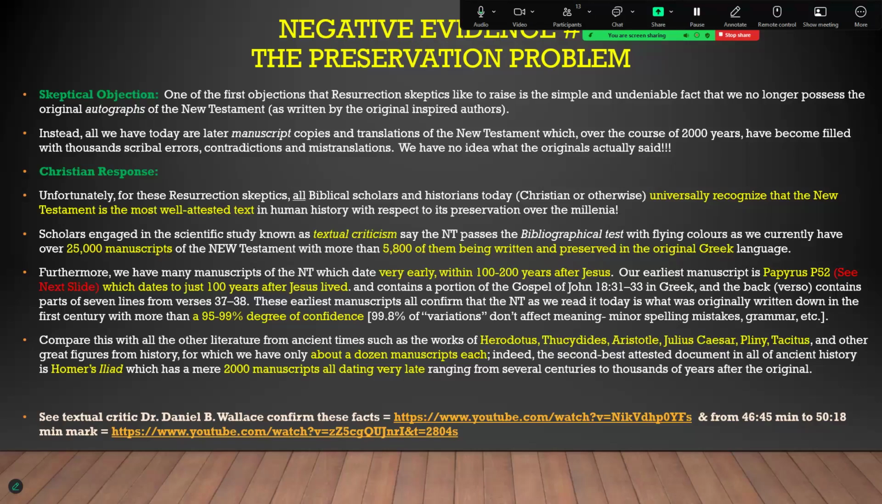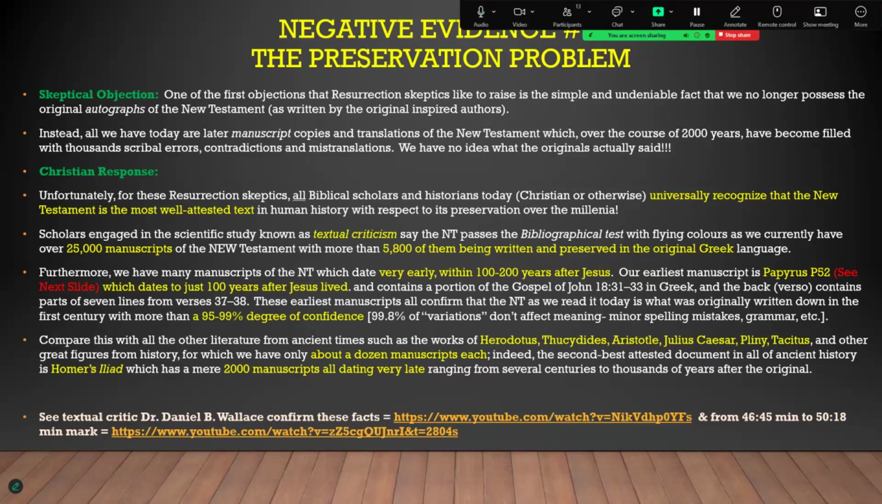On that first part, the New Testament has more manuscripts than any other text in human history. We have a total of 25,000 manuscripts of the New Testament, and over 5,800 of those are written in the original Greek language. So we don't have to worry about translation issues. We know what the original said because we have over 5,800 manuscripts in the original Greek to look at and compare.